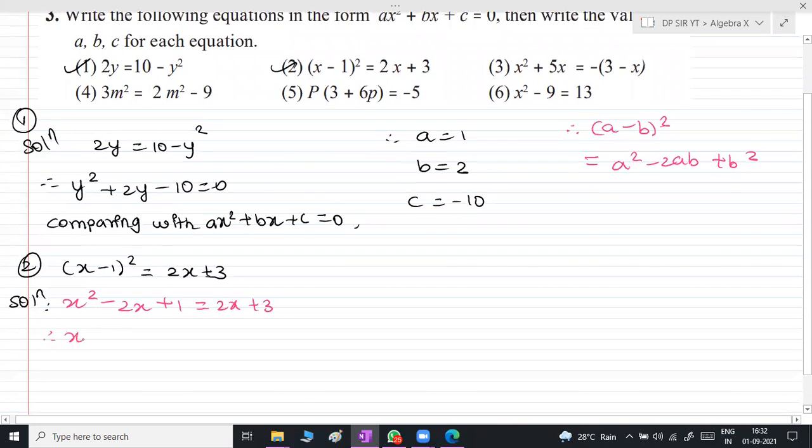Therefore, here it's going to be x square minus 2x plus 1 minus 2x minus 3 is equal to 0. Therefore, here it's going to be minus 4x, so x square minus 4x plus 1 minus 3. Please don't make such type of error: the plus 3 on this side becomes minus 3. So plus 1 minus 3 is going to be minus 2, is equal to 0.